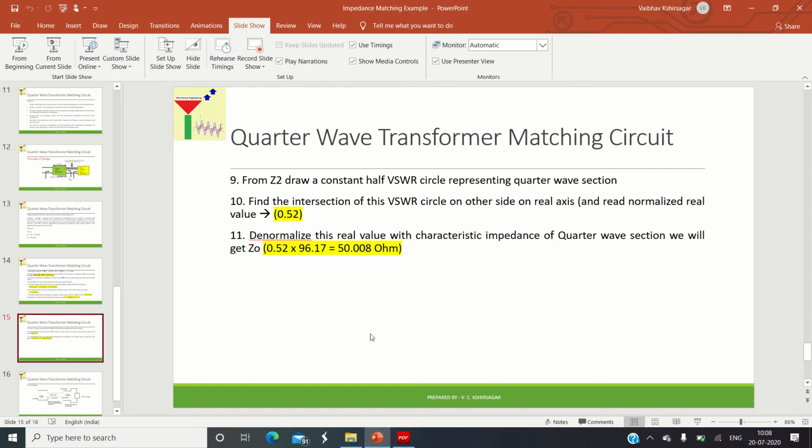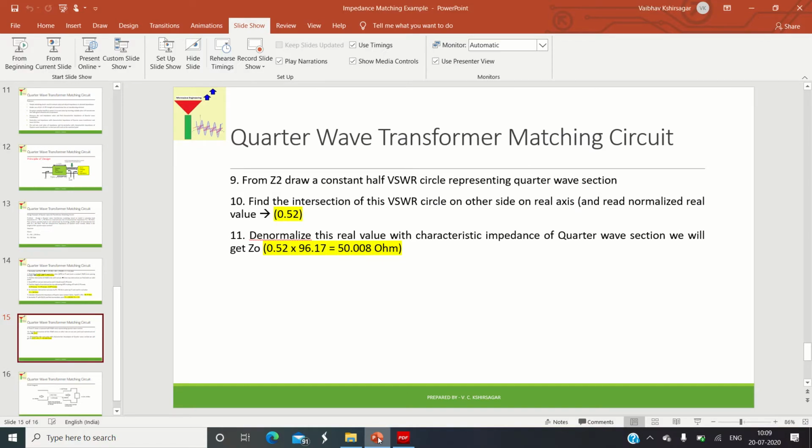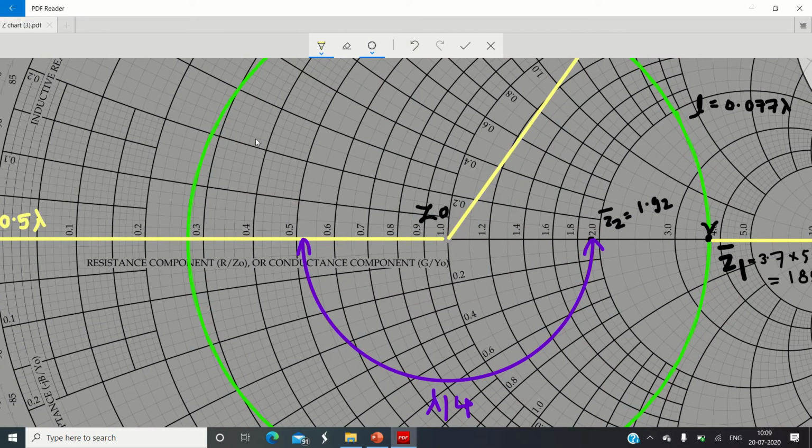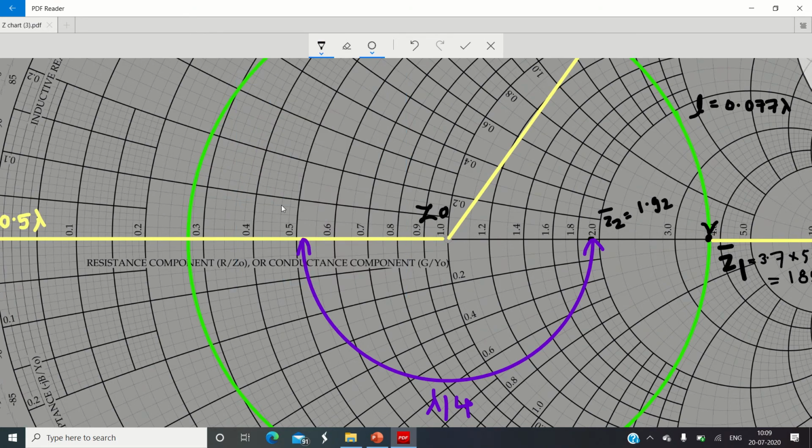So that's why we did. And then you find the intersection of this VSWR circle on the other side of the real axis and read the normalized real value. What is the value wherever it intersects? It will be approximately 0.52. So here I will write that value wherever it intersects, 0.52. Please remember, it is a normalized value.